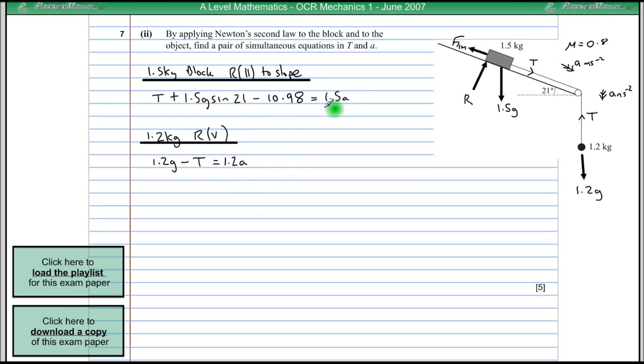So here we have a pair of simultaneous equations involving T and A. 5 marks here, not a lot written down, but we did have to do a bit of thinking because we had to put all the forces and the acceleration correctly onto our diagram. So implicitly a lot of the marks are going to be for what you've done over here. This is just the result of what you've done.